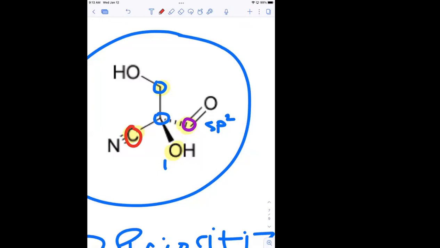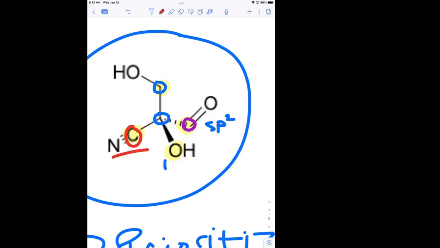Oxygen is 16, nitrogen is 15. Oh, it's higher. So this group is going to be lower in priority. You following that? I thought if it was triple bonded, then you count it 3 times. Only if you're comparing it to another atom bonded to the same atom. So if I was comparing it to another carbon bonded to nitrogen, then it would supersede the oxygen.